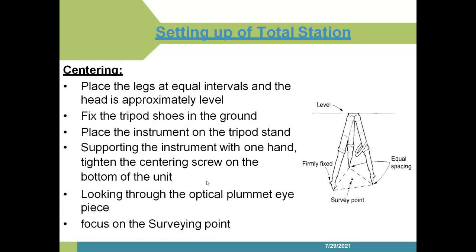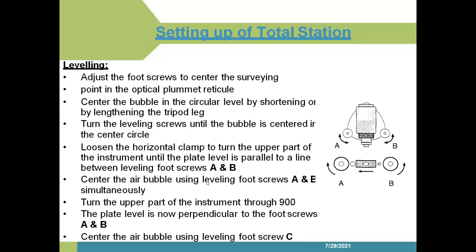Next, how to set up the total station. The total station setup is similar to the theodolite and dumpy level. We need to fix the tripod legs first. After that, we fix the tripod shoes in the ground. We place the instrument on top of the tripod stand, supporting the instrument with the right hand only, and tightening the centering screw at the bottom of the unit using the left hand. Looking through the optical plummet eyepiece, you can fix the surveying point or base point.